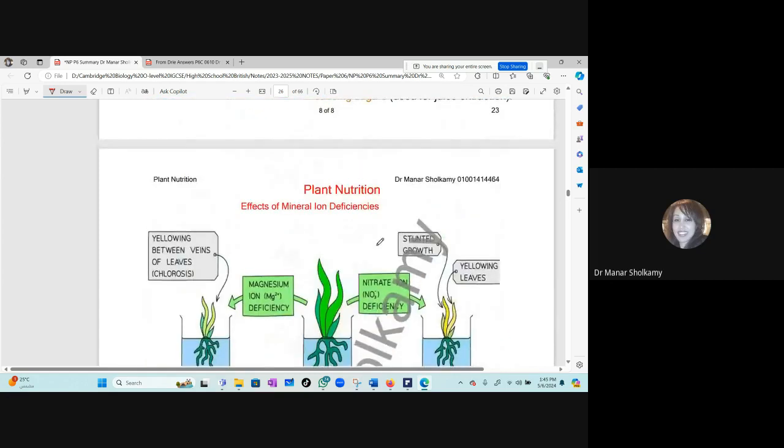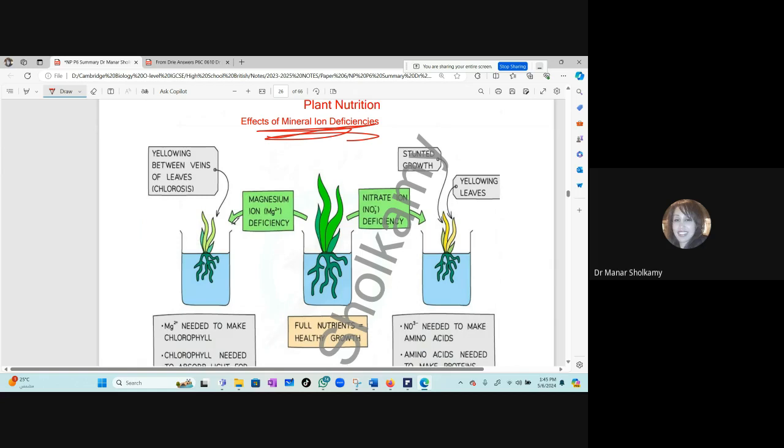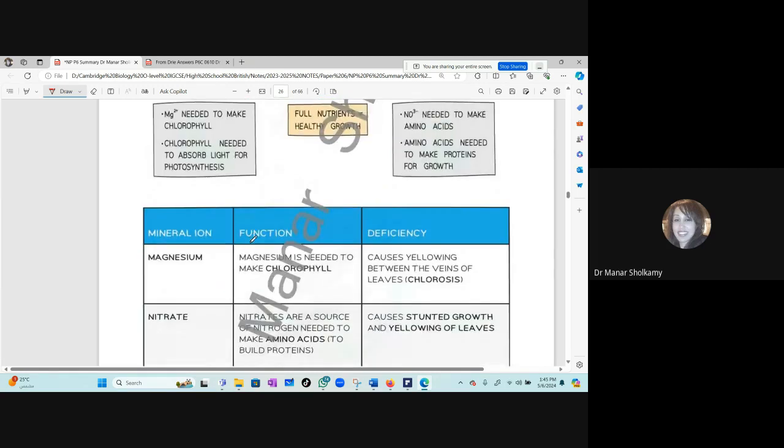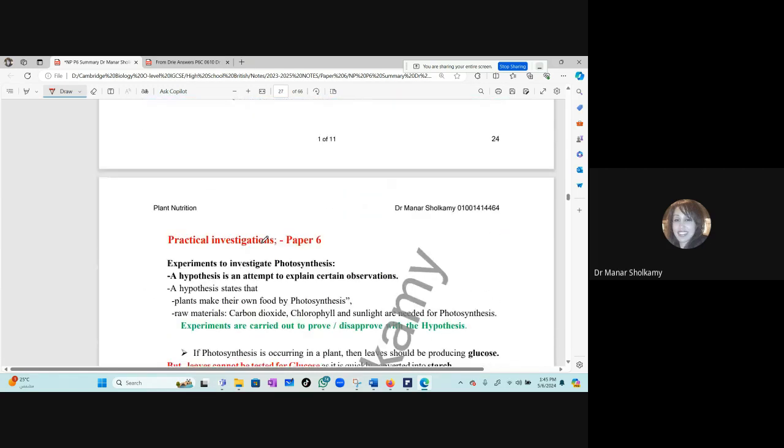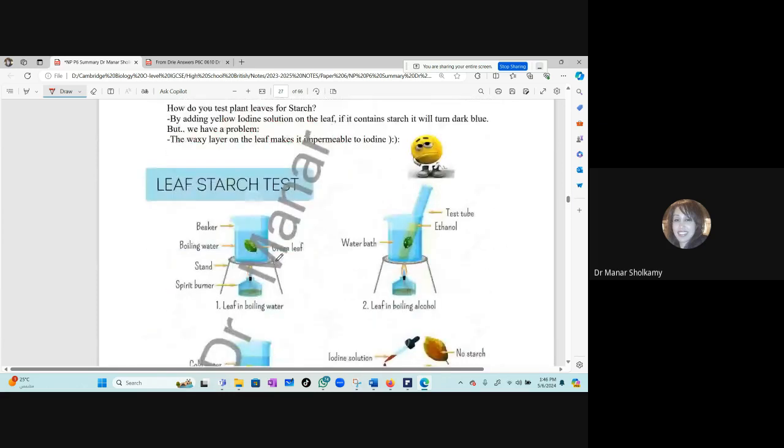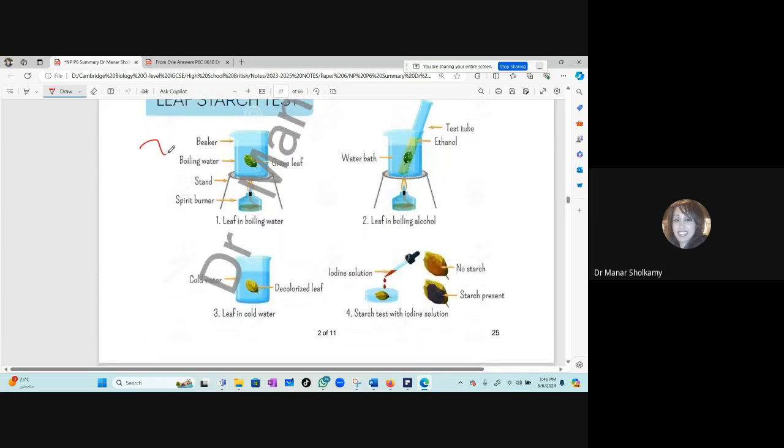Good. Now here is a page reminding you of the mineral deficiencies. This can also be an experiment. I'm going to remove one of the mineral ions and look for the effect of that on the plant. Of course, if I remove the nitrates, it's not going to grow. If I remove the magnesium, it will be yellow, chlorosis. Okay, this is usually common also, more in paper 4. Now, the common experiments. Now, the destarching.